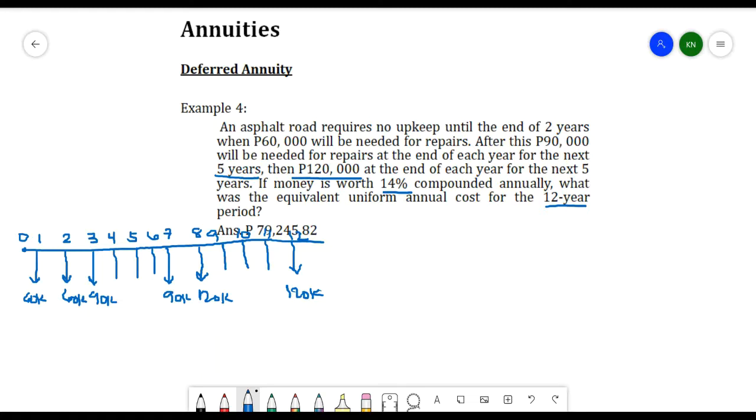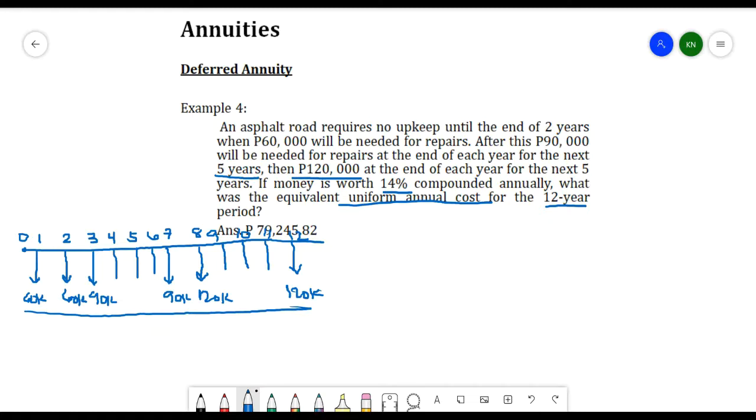Now, what we need to check is what will be the total or equal uniform annual cost for the 12-year period if we don't do this one, the 60K, 90K. What if we total this one? What if the yearly amount should be total? What will be the money or the annual cost?